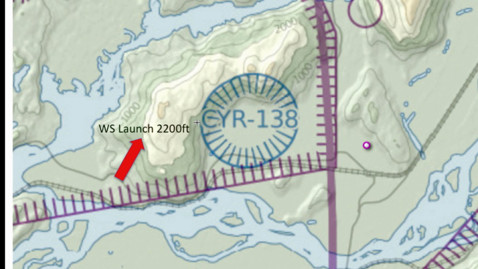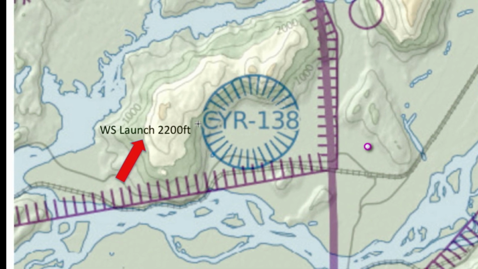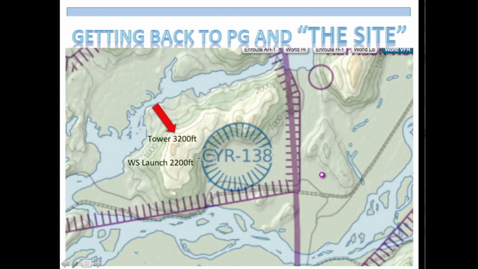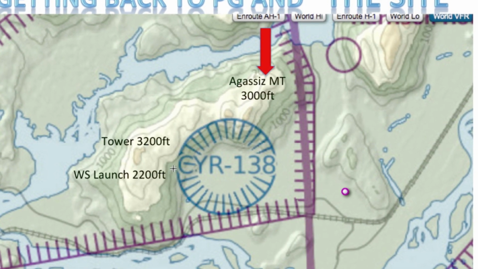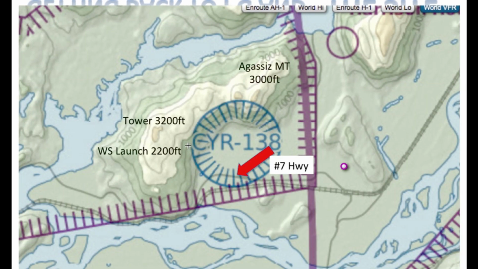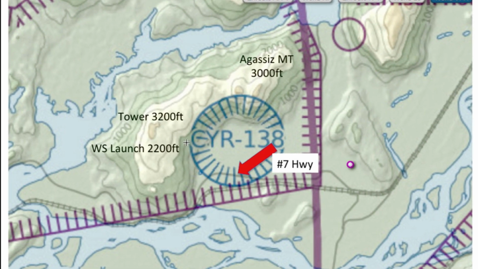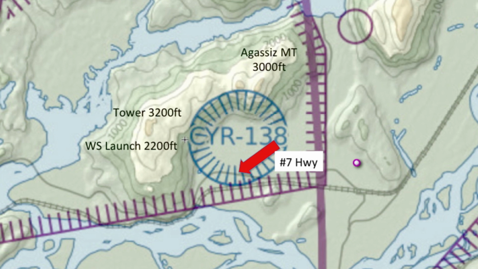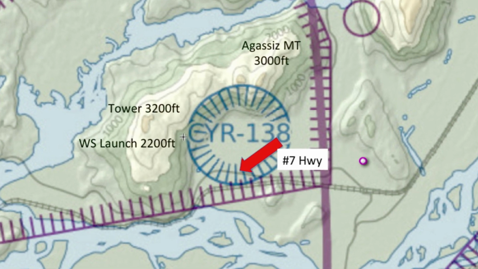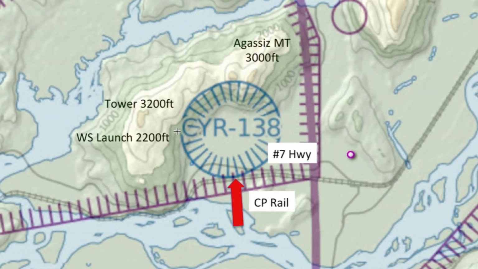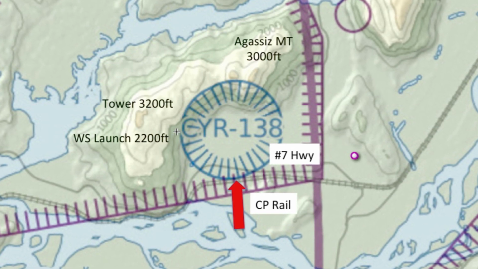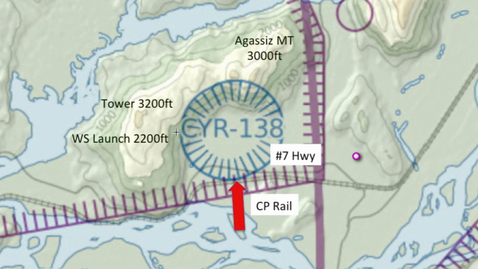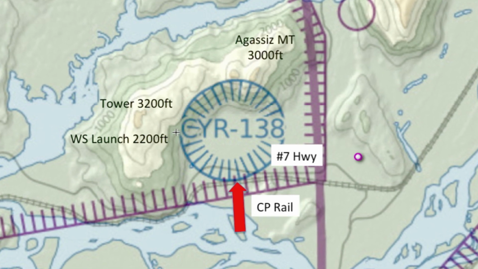Okay, so focusing on the red arrow, that's approximately where the Woodside launch is. When you thermal up a bit, look back to the north, you'll see the tower. And once you get down to the end of the ridge, you will be on top of Agassiz Mountain. Alrighty, I now draw your attention to the highway number 7, which is Lougheed Highway. Notice it's still inside the blue circle. And finally, right down the very bottom where it meets up with the CP rail, that is the edge of the blue circle that you now know the dimensions of.